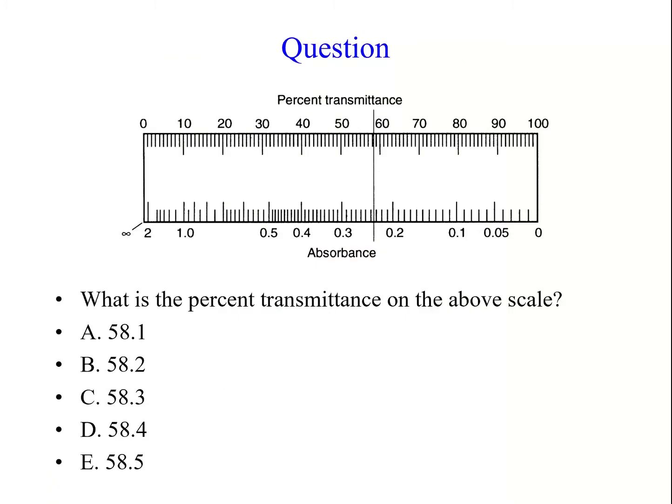So what is the percent transmittance on the above scale? We can definitely say that the percent transmittance is 58, these digits known with certainty, and then we need to guesstimate the last digit. Which answer would you pick?